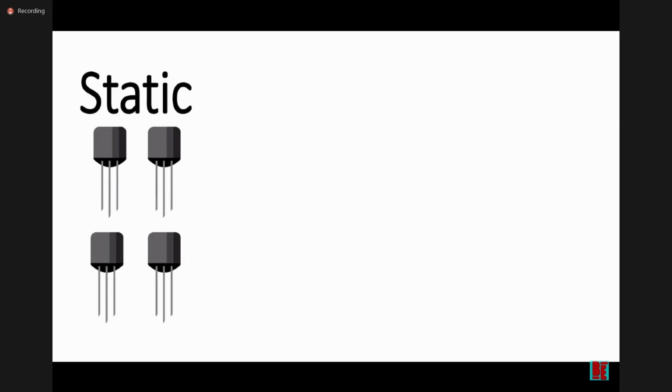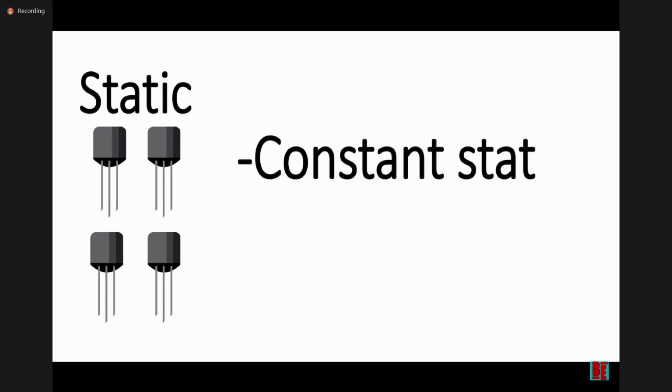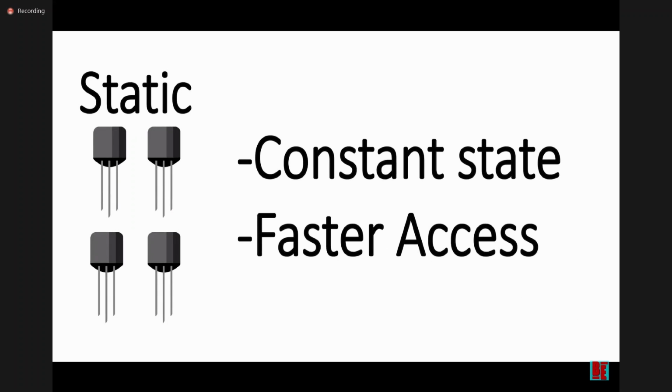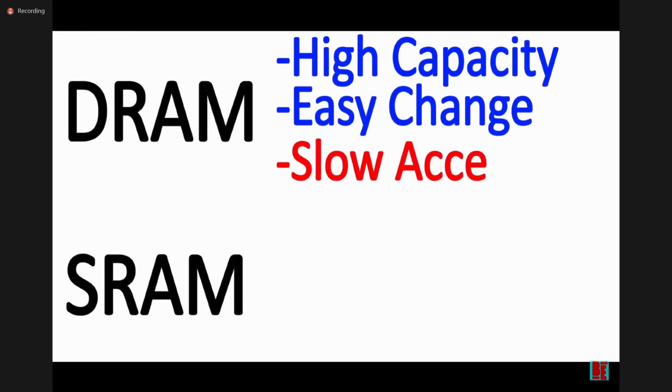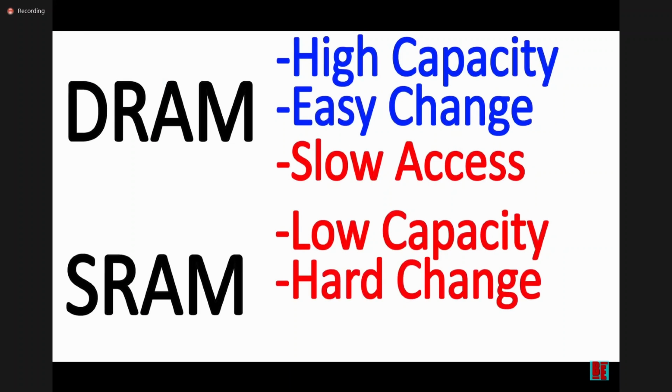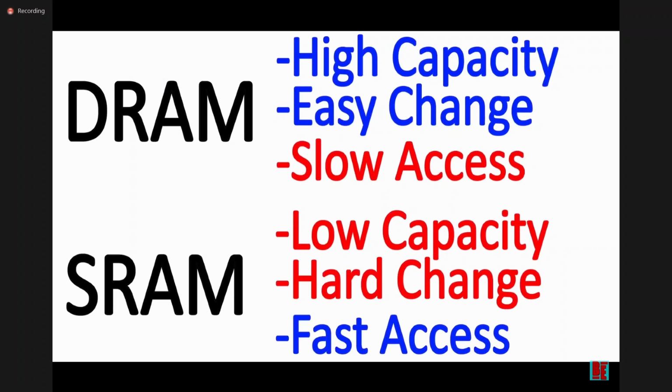The advantages of this method is that unlike capacitors, static memory is constantly in the state that it's in. Whether it's representing a 1 or a 0, it remains that way and can be read that way until it's told to change. And this means that it can be accessed much faster than dynamic RAM, which sometimes has to wait for a refresh before it can be read. So we have a high capacity, easy to change, but somewhat slow system of memory, and a low capacity, harder to change, but instantly readable system of memory.